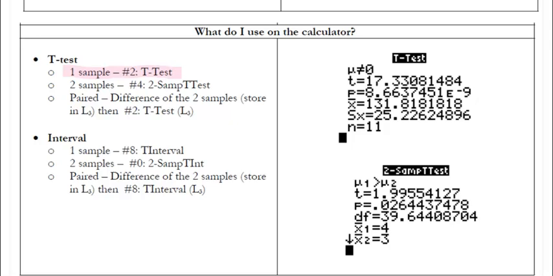All right, if you're doing a 2-sample test, then it's the same stat, go over to test, and you choose the 2-sample t-test. We'll talk about paired later in chapter 24. And then interval, again, one sample, you're choosing number 8, a t-interval. And again, you'll have to choose whether you're using data or stats. And then a 2-sample, you're choosing number 10, which is 0.